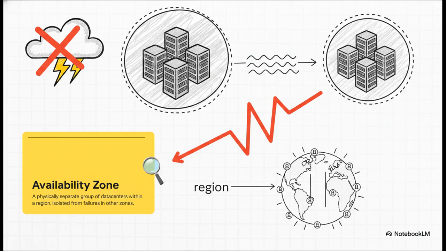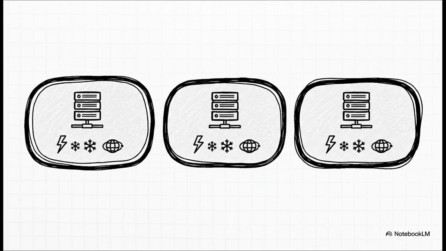The key thing to get here is that it's not just one single data center. No, it's a unique, physical location that's made up of one or even several data centers, and it's built to be completely isolated from the other zones in the same region. They're close enough to talk to each other super fast, but they're far enough apart that a fire or a flood or a power outage in one isn't going to take out the others. And that independence, that is the absolute secret sauce.